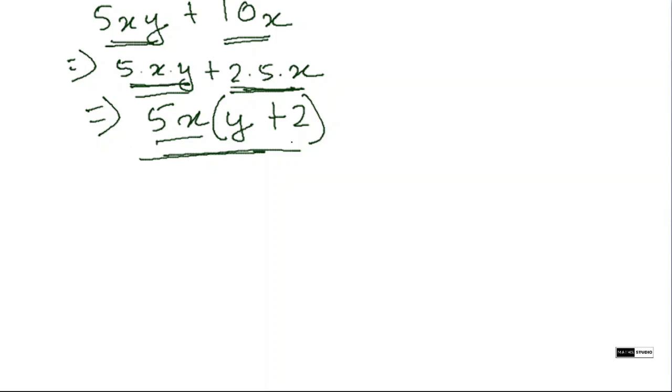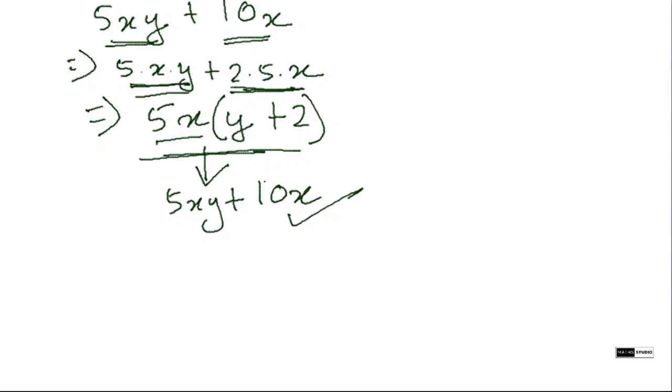Now, the interesting thing is, like in science, we have studied reversible and irreversible processes. In maths, if you are doing one step correctly, you should be able to go back to the original question again. For example, 5x into y will give you 5xy, and 5x into 2 will give you 10x. So that means your answer was correct. Now you understood the common factor method. In the common factor method, there is something common between all the terms.